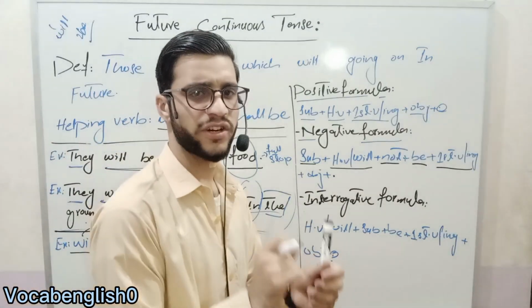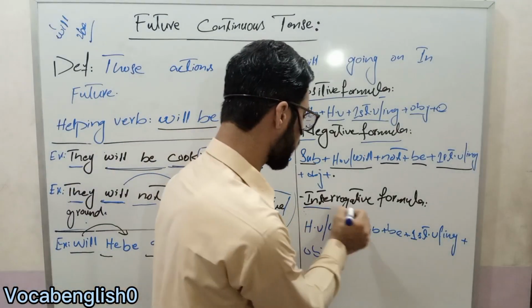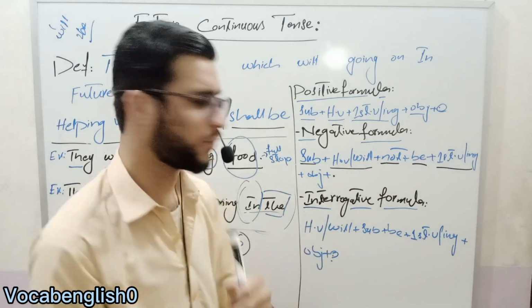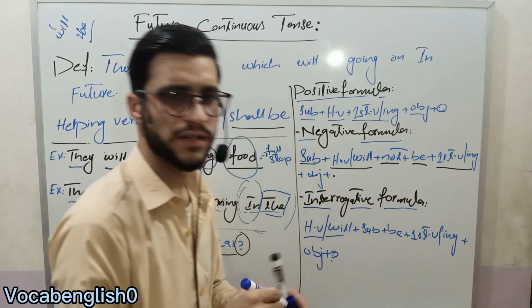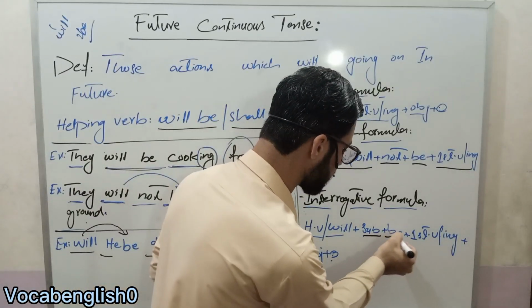The last is the interrogative formula. What is the interrogative formula? It means that we are asking a question in this formula. So helping verb will is there at the first. Helping verb will is present, then subject is there, after subject be is present.